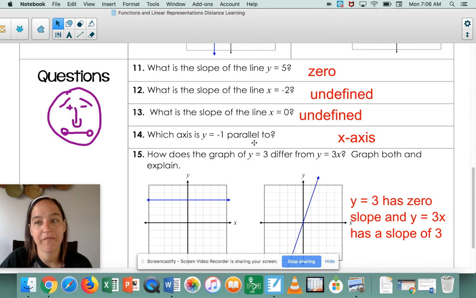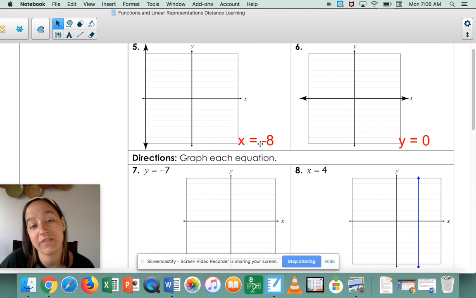So that's it for today. Today we're just talking about vertical, horizontal, their slopes, and making sure that we know the difference between them.